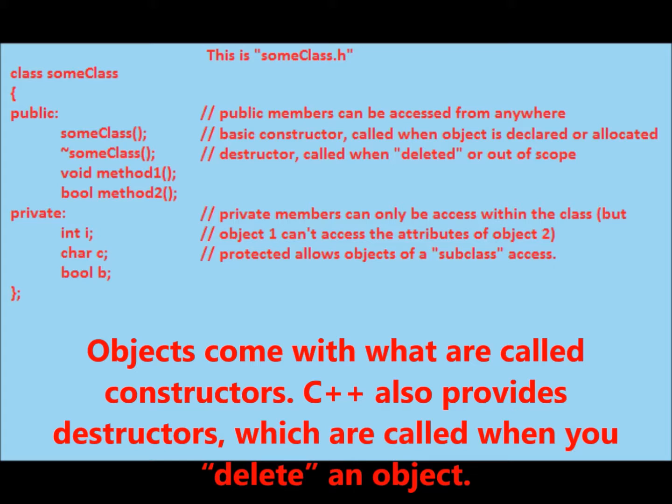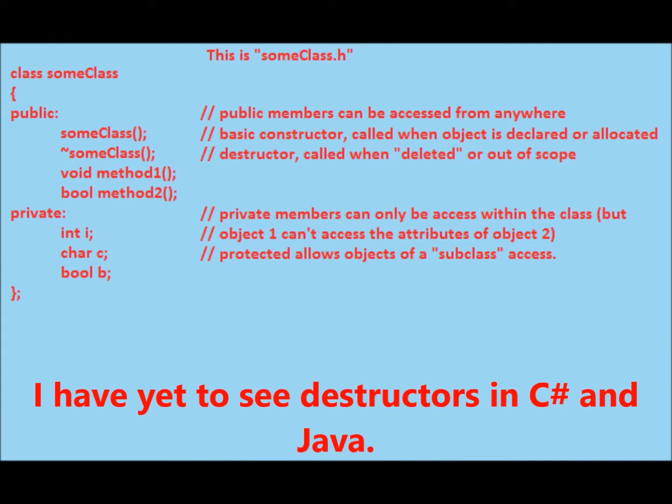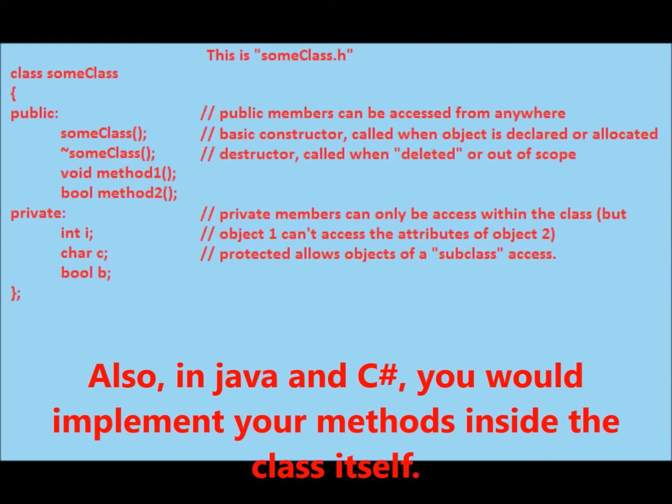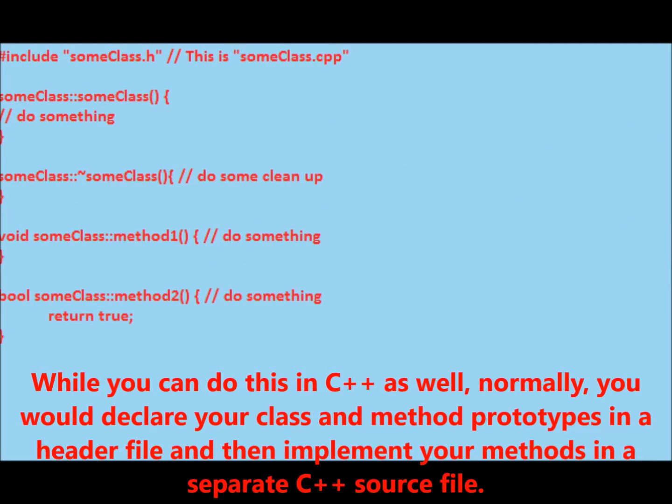Objects come with what are called constructors. C++ also provides destructors, which are called when you delete an object. I have yet to see destructors in C# and Java. Also, in Java and C#, you would implement your methods inside the class itself. While you can do this in C++ as well, normally you would declare your class and method prototypes in a header file and then implement your methods in a separate C++ source file.